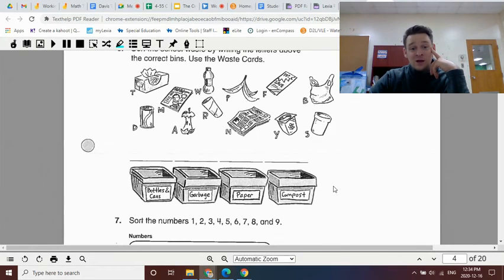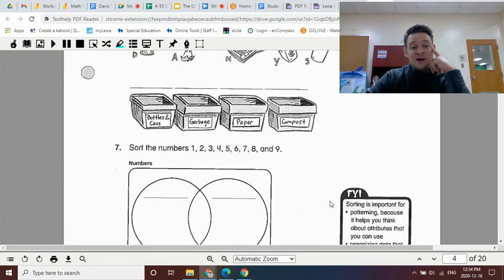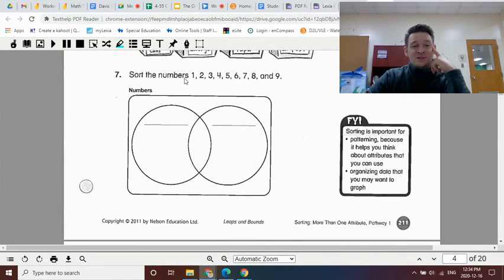It says use the waste cards. Like I said, we don't have waste cards. We're just going to do our best with the pictures. Okay, bottles or cans, garbage, paper, and compost are the bin labels. And then finally, it wants you to sort the numbers: 1, 2, 3, 4, 5, 6, 7, 8, and 9. Try to think of rules for sorting those numbers, where you'll have some with this rule, some with just this rule, and also some in the middle.